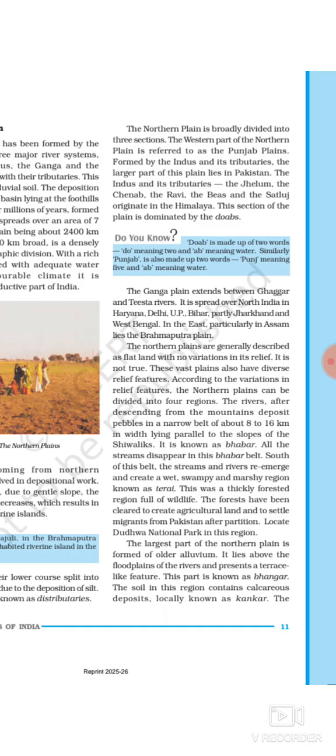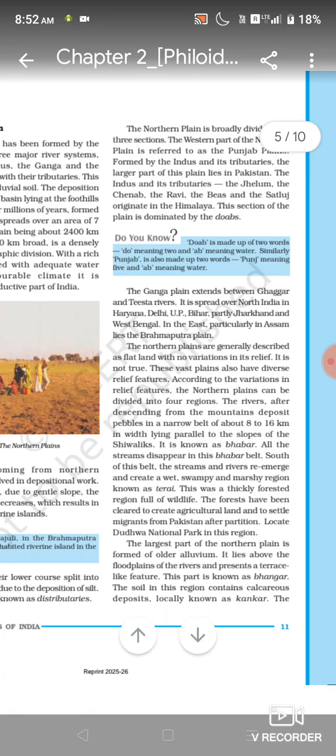The river, after descending from the mountain, deposits and propels in a narrow belt of about 8 to 16 kilometers in width, lying parallel to the slope of the Shivaliks. It is known as the Bhabar. All the streams disappear in the Bhabar belt. South of this belt, the streams and rivers re-emerge and create a wet, swampy and marshy region.